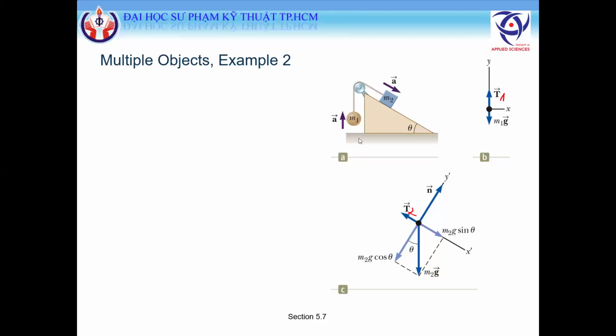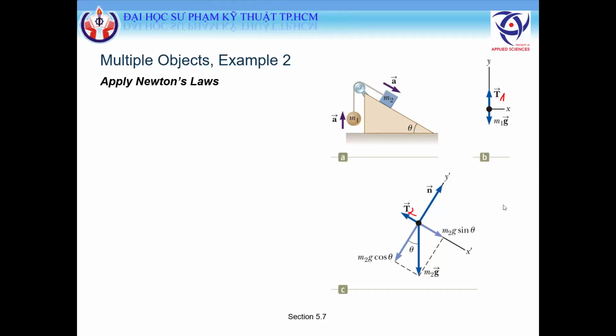Okay, so you can see that here in the M1 you have two forces, right? The T1 and M1G. For M2 you have three forces, right? M2G, T2, and N. If you correctly draw the diagram, the length of N will be equal to the Y component of M2G, right?